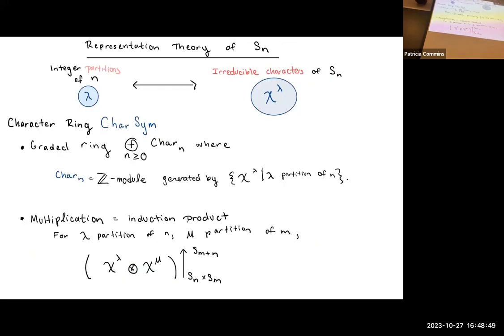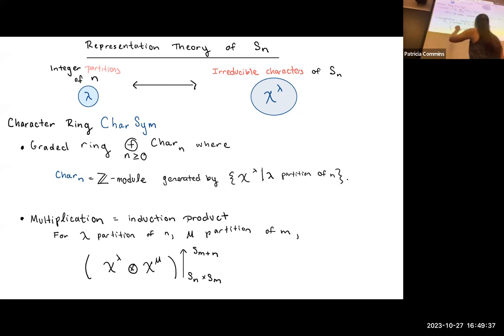Okay, and I'll also say a little bit about the representation theory of the symmetric group, partially because I tend to think about it from a more combinatorial perspective, so I want to give the translation for what I'll be saying later on. But these irreducibles are also indexed by partitions of n. And I tend to think about these characters as being part of a large graded ring, where the nth graded piece is the Z-module generated by the irreducible characters of Sn. The way multiplication works is this induction product.